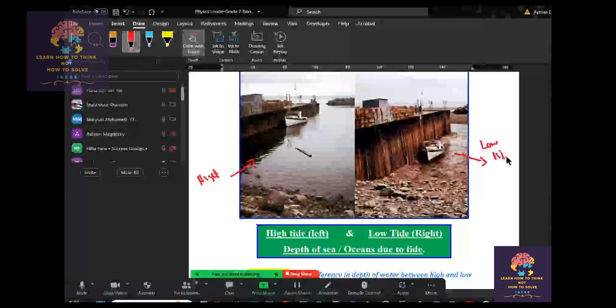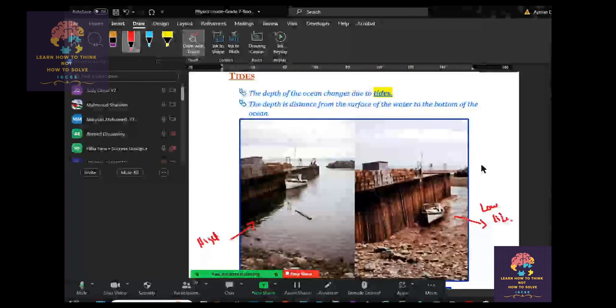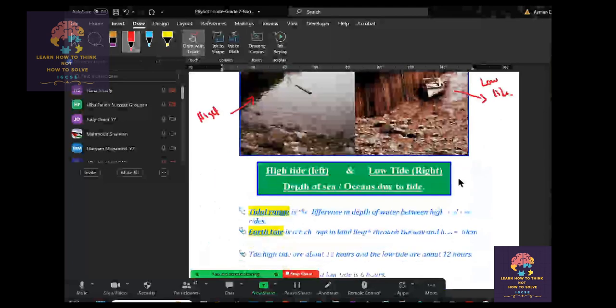So the depth of the ocean on our planet Earth mainly depends on the gravitational force between the Moon and the Earth. And this gravitational force affects the level of the ocean, which is called what? Tide. Very good. In some parts the surface of the water is very high, and during other periods of the month the level of the ocean is very low. Any questions now? No.